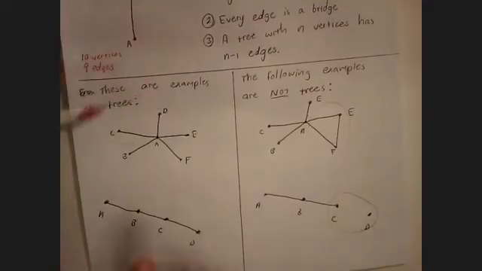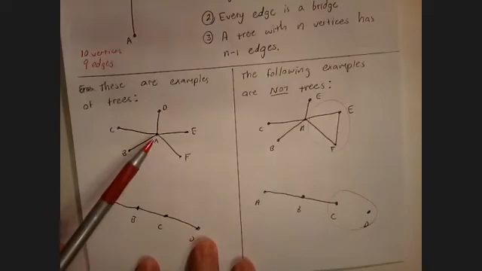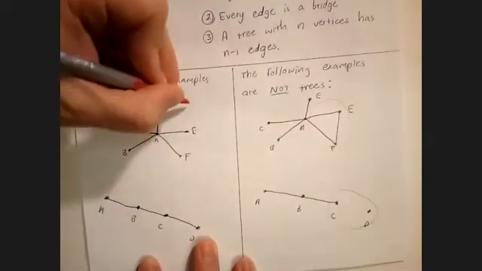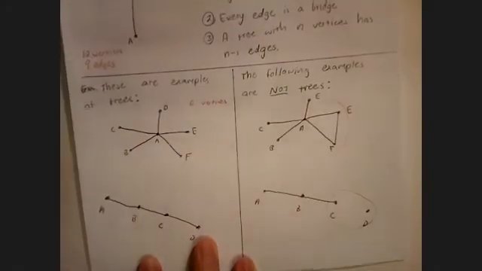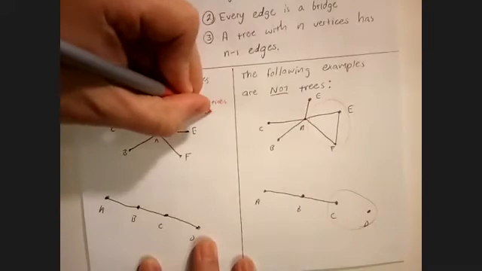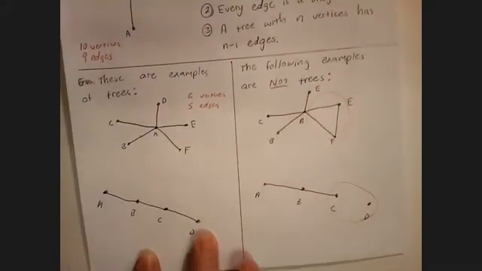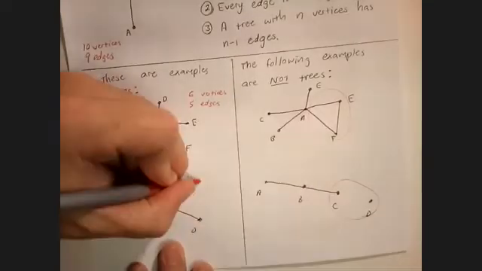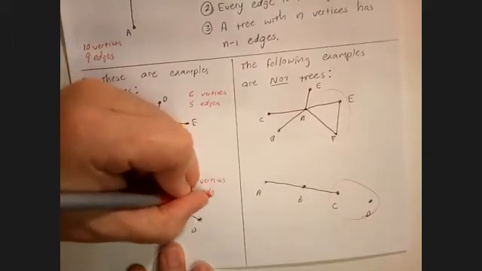Let's see how many vertices this has. Going back to the example of a tree, 1, 2, 3, 4, 5, 6. So this has 6 vertices. So it should have 5 edges. 1, 2, 3, 4, 5. And then this one, even though it looks like a straight line, it has 4 vertices and 3 edges.